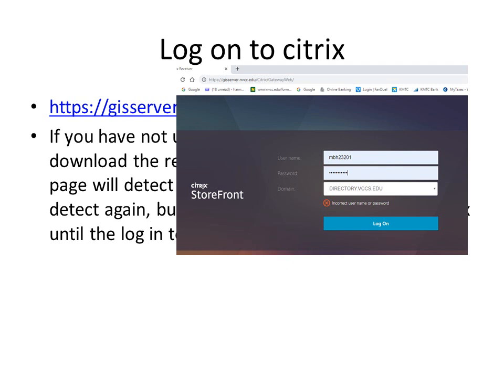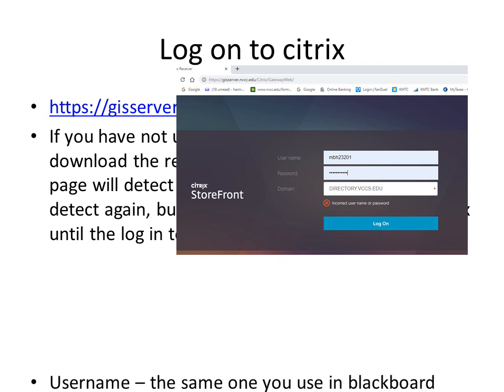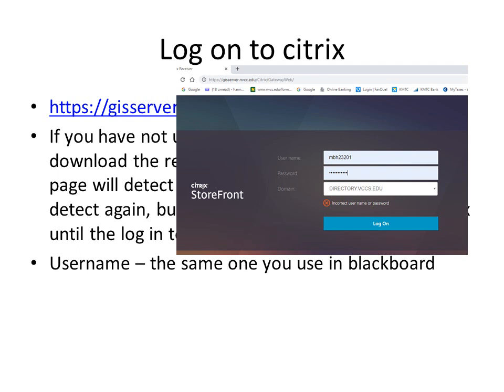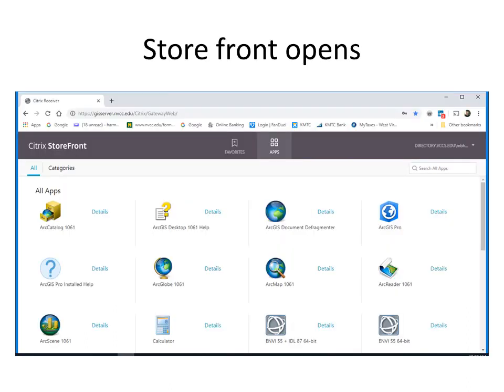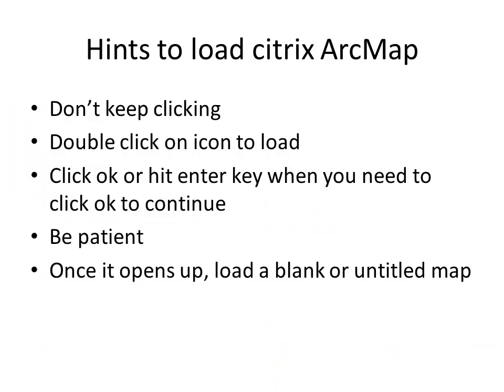this software, identify it's there, give you this storefront logo where you can log in, and then you simply log in. Now, the username is the one you use in Blackboard. The password's the same one you use in Blackboard. Once you put those in, hit the log on button and it'll take you to the storefront. The storefront is where you go in to identify the individual apps. We're going to use ArcMap, so you would click on ArcMap.